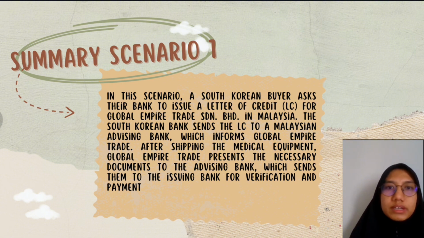Okay, from scenario 1, a South Korean buyer asked their bank to issue the letter of credit, which is LC, for Global Empire Trade in Malaysia. The South Korean bank sent the LC to a Malaysian advising bank, which informed Global Empire Trade. After shipping the medical equipment, Global Empire Trade presented the necessary documents to the advising bank, who sent them to the issuing bank for verification and payment. Next, I will pass to the next presenter.